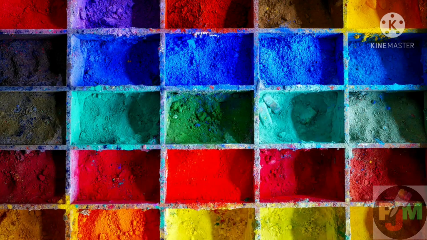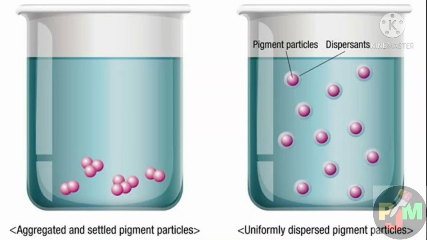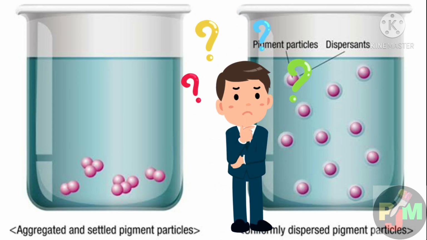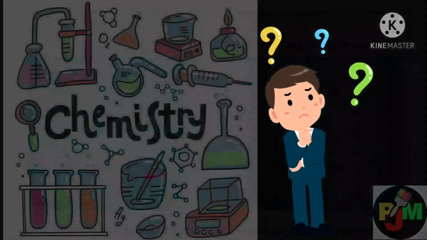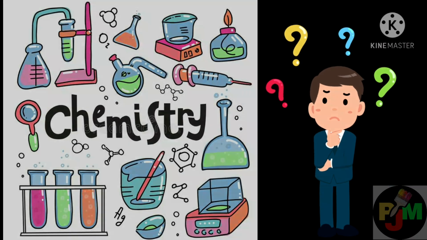Pigments are the most expensive among the raw materials needed for paint manufacturing. Pigment dispersion is a vital step in paint manufacturing, and its mechanism is quite complex, involving physicochemical and mechanical actions.